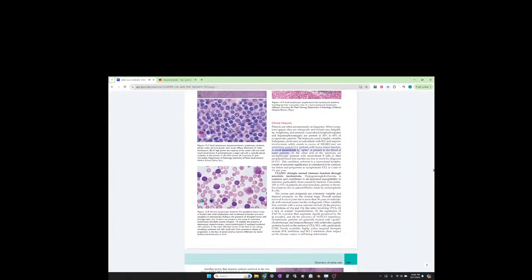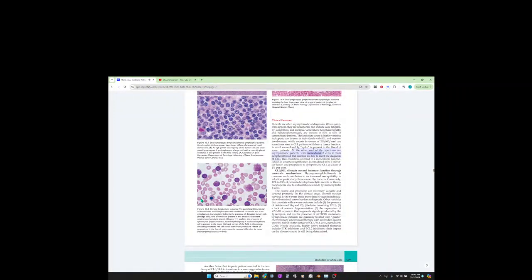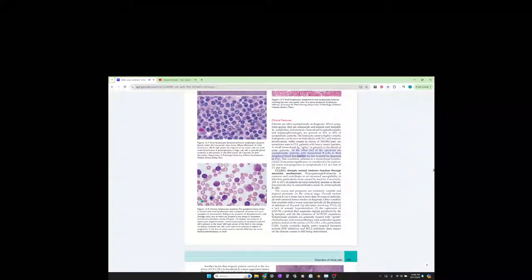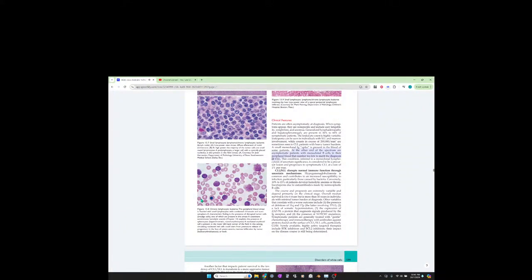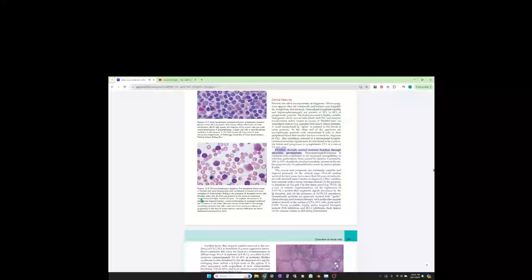A small monoclonal Ig spike is present in the blood of some patients. At the other end of the spectrum are asymptomatic patients with monoclonal B cells in their peripheral blood that number too few to merit the diagnosis of CLL. This condition, referred to as monoclonal lymphocytosis of uncertain significance, is considered to be a precursor lesion and progresses to symptomatic CLL at a rate of 1% per year. CLL/SLL disrupts normal immune function through uncertain mechanisms.